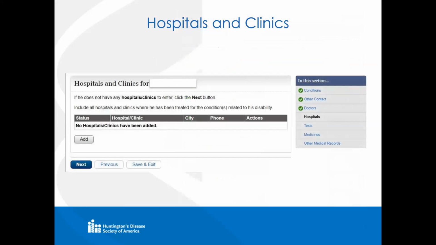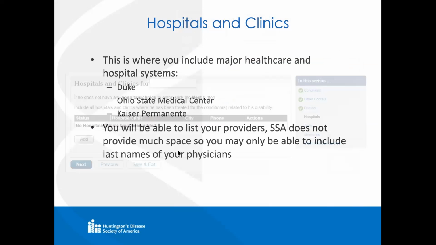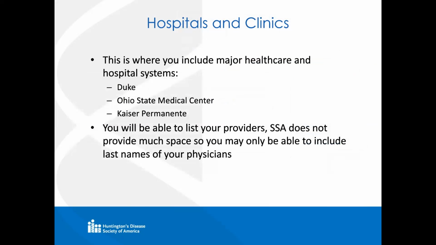So that was just individual doctors or healthcare providers. Now we've moved on to hospitals and clinics. Everything looks the same. They're asking for the same information, but again, this is for a hospital or clinic system, not just an individual doctor. So if you're getting treatment at Duke, you would click add. Again, just the difference between healthcare system versus an individual provider.